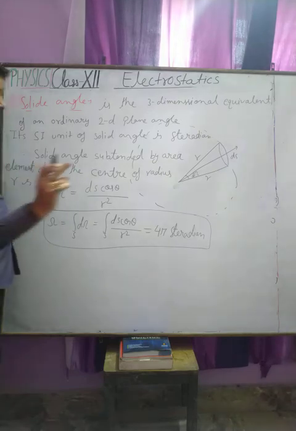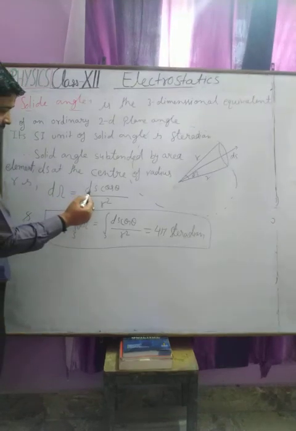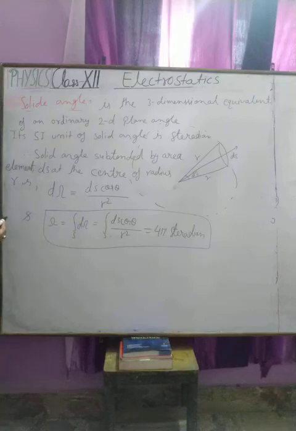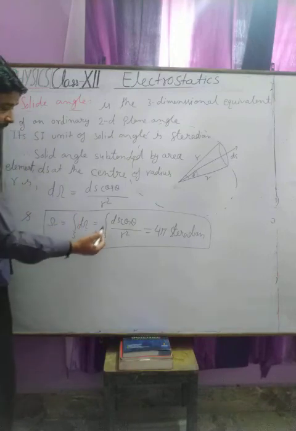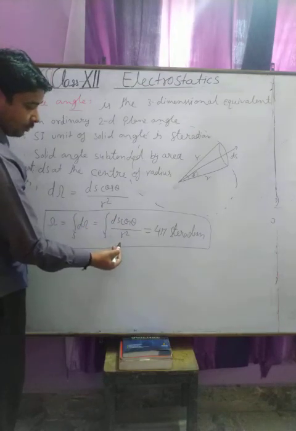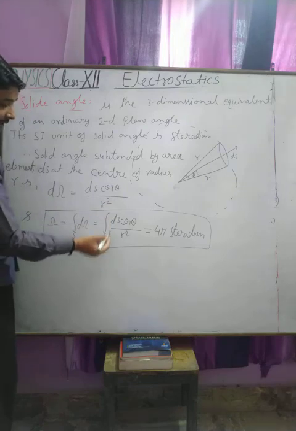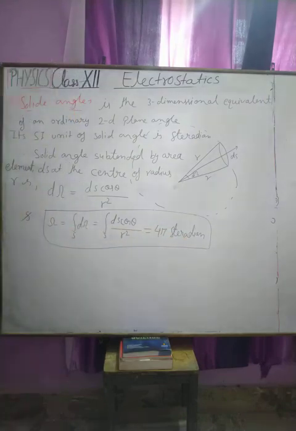Solid angle is denoted by omega. The small solid angle d omega is equal to ds cos theta upon r square. For the total surface, the solid angle omega is equal to the surface integral of d omega, which is ds cos theta upon r square, and the value of this surface integral is 4 pi steradian. Okay, copy this.